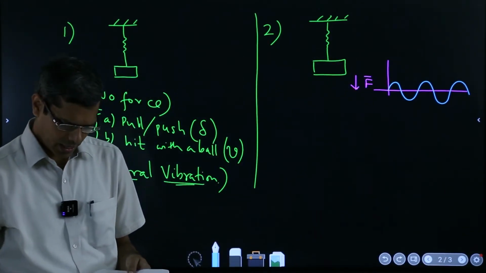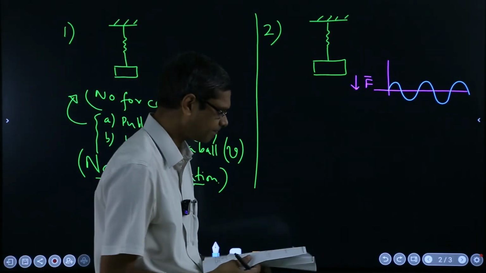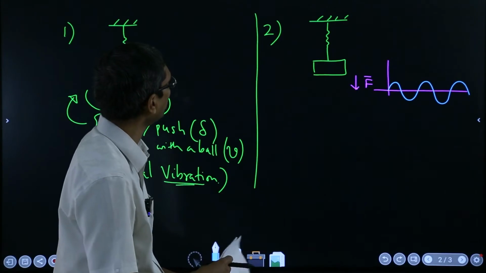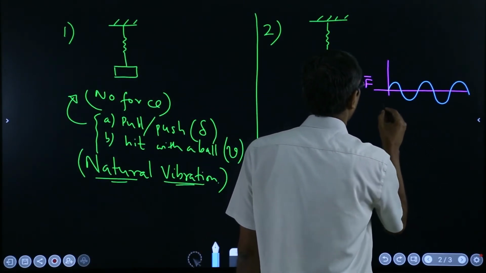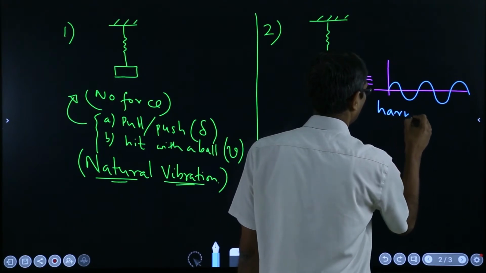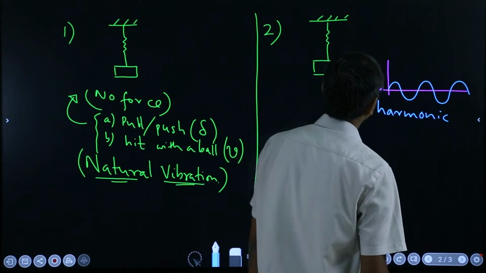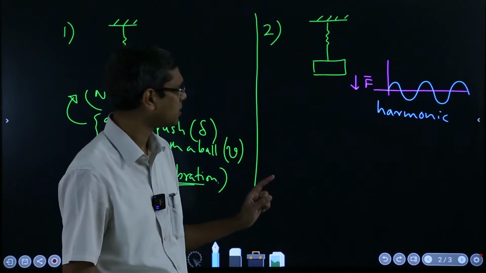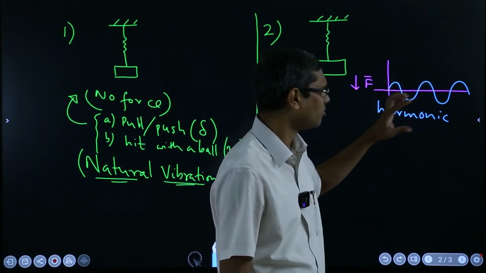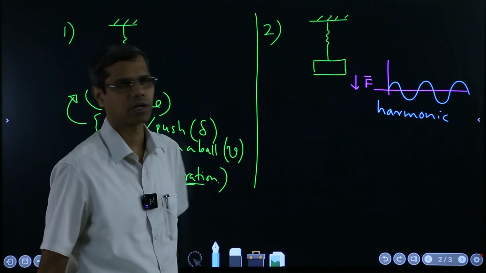Okay, so harmonic, I'll call this harmonic, that's the word which is generally used. That means these are completely sine or cosines or the shifted versions of them.